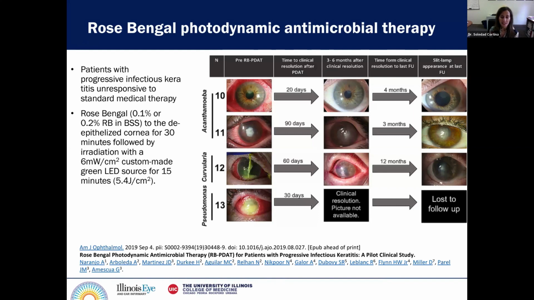Basically, this case series was published where they looked at patients with progressive infectious keratitis that was unresponsive to standard medical therapy. They applied Rose Bengal to the de-epithelialized cornea for 30 minutes, followed by irradiation with custom-made green LED lights for 15 minutes. They showed pretty good effect with resolution of several of their patients. So again, something to be considered, to be looking out for in the future as perhaps a new modality or an alternative for recalcitrant patients that don't respond to topical antimicrobials.